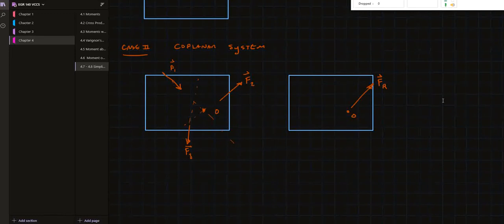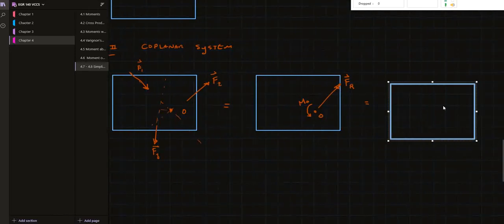But with this force here, since it's not concurrent, I'm going to have to figure out the moment that it is causing here about O. So I need to replace that with also a moment. So we have a force and a moment. So these are like equal situations. But I can take this a step further. I mean, this is what we just did in the last chapter. I can take this step further.